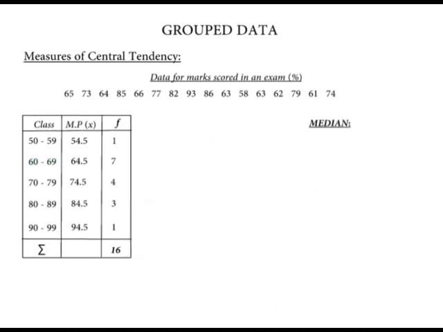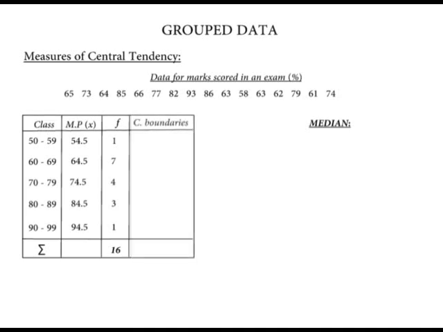Next is the median. Now, when working the median of grouped data, yet another column is introduced: class boundaries. To obtain the class boundaries, we subtract 0.5 from the lower class limit and add 0.5 to the upper class limits. And so for the first class, 50 to 59, 50 minus 0.5 is 49.5. And then 59 plus 0.5 will be 59.5.